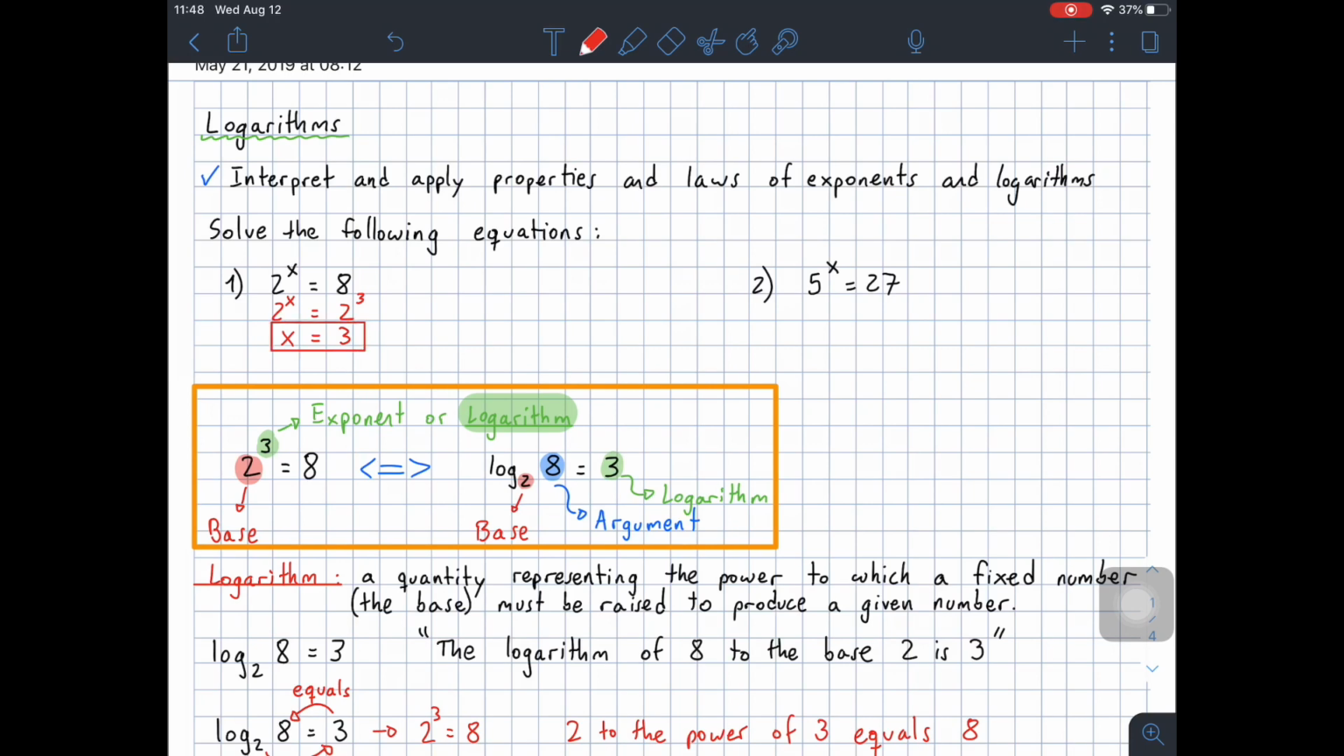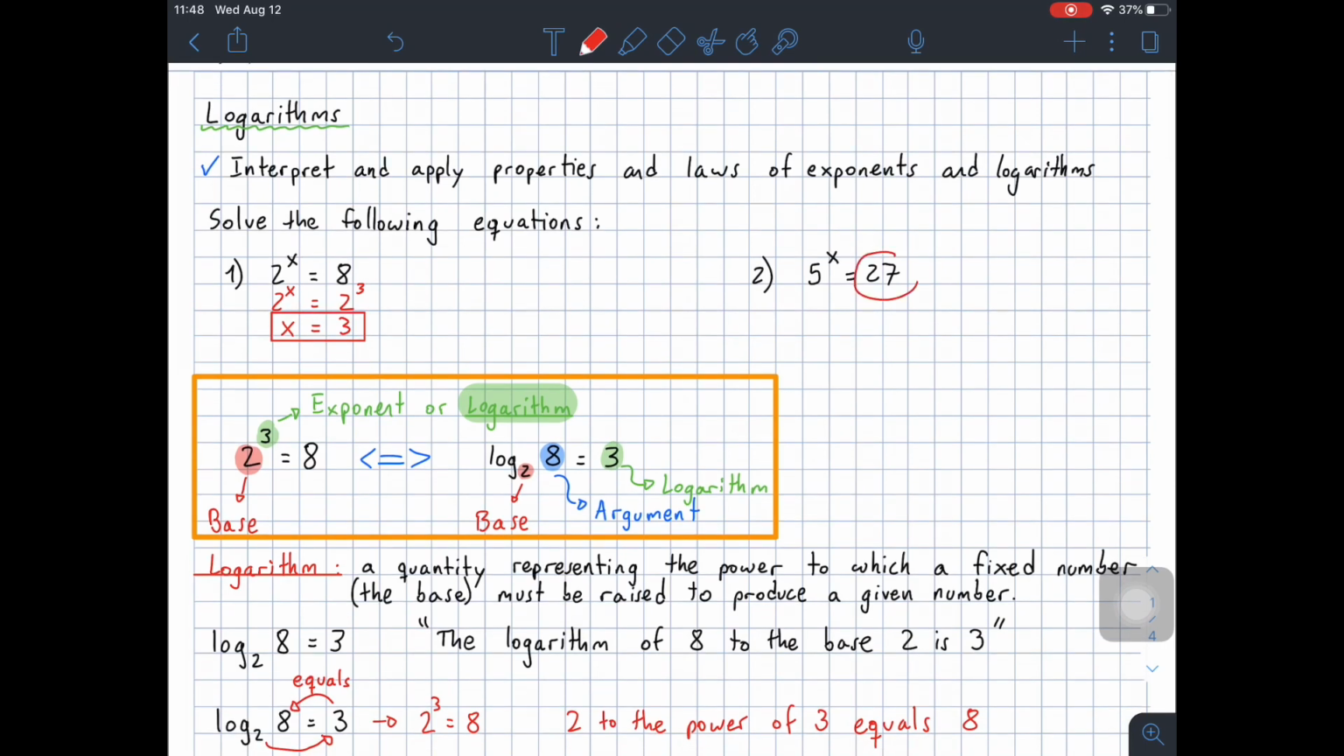But what will happen in cases like this? Let's see. First of all, I cannot convert 27 to any power of 5, right? If it was 25, then it would be 5 squared, but 27 is not a power of 5. So there's no way I can solve it through this method, okay? So in these particular problems is where the concept of logarithms becomes something interesting to use, okay?